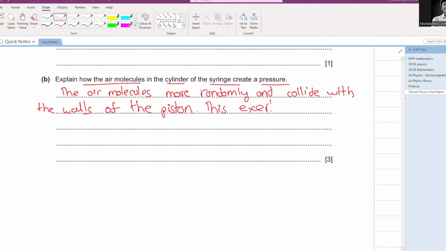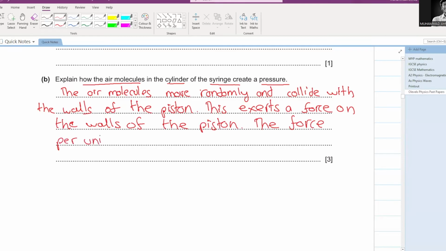This exerts a force on the walls of the piston. The force per unit area gives rise to pressure. Simple, nothing complicated here. Let's further move ahead.